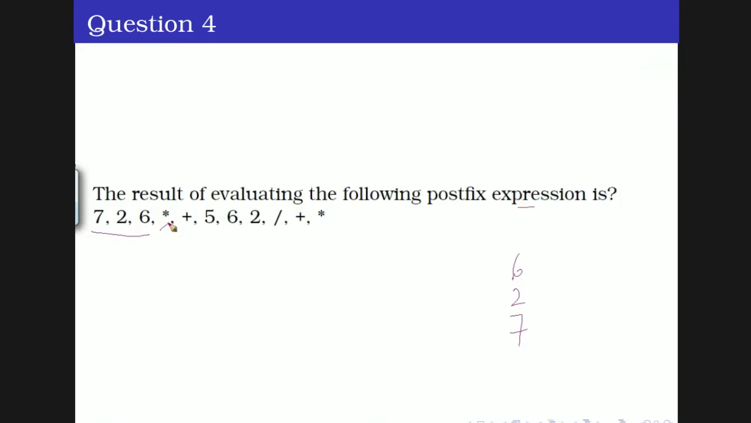Now there is an operator encountered. So what will it do? It will operate on the recently added 2 elements. 6 and the already existing 2 will be used. Multiplication will be performed on the top 2 elements. So 6 times 2 is 12, that will be kept here.